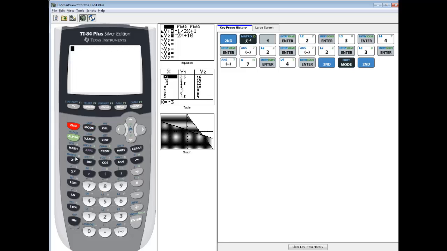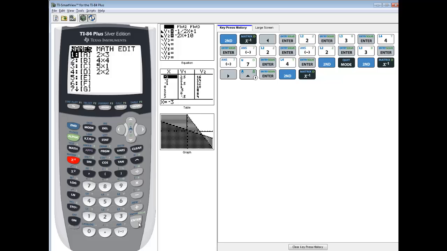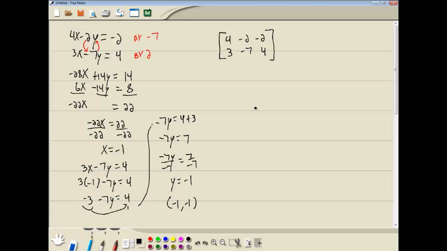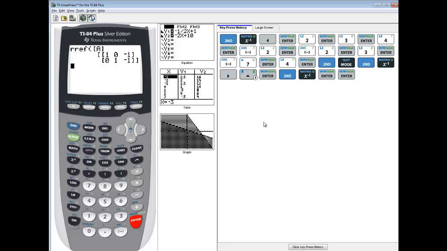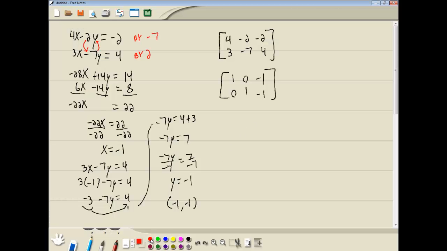Now go back to matrix menu, second x and negative 1. Right arrow to math, up arrow to REF. Press enter on it. Go back in matrix menu, do enter on A, enter again. And we get this. Two equations, two variables.